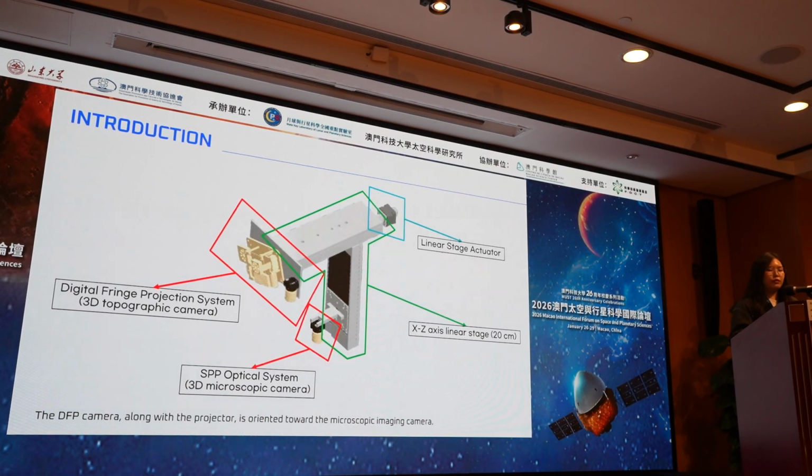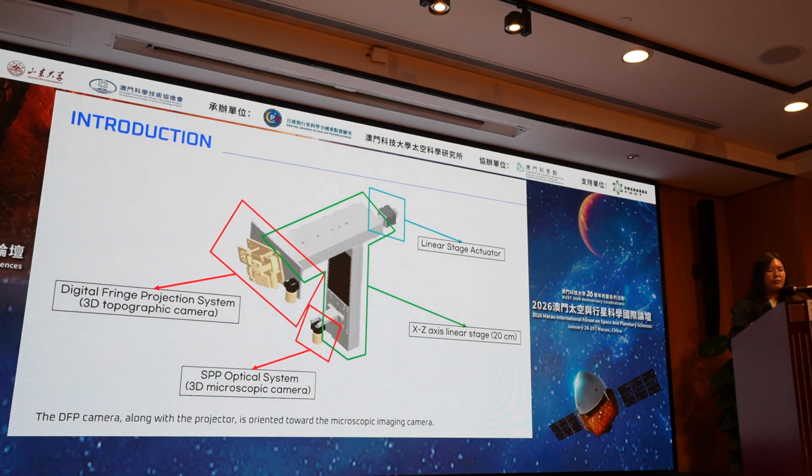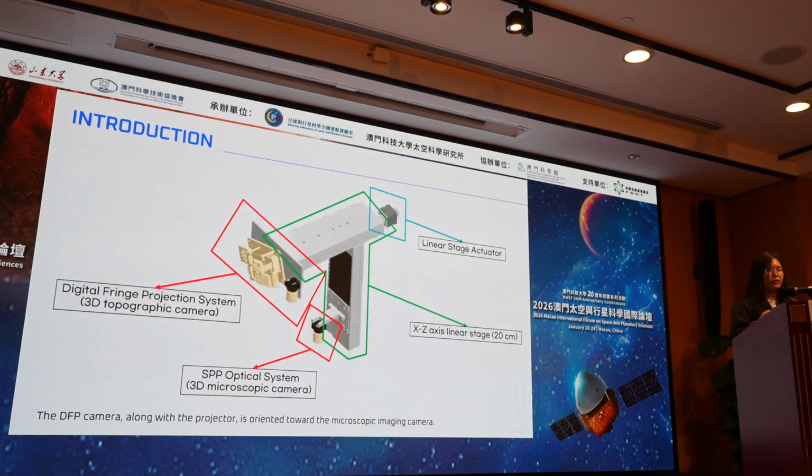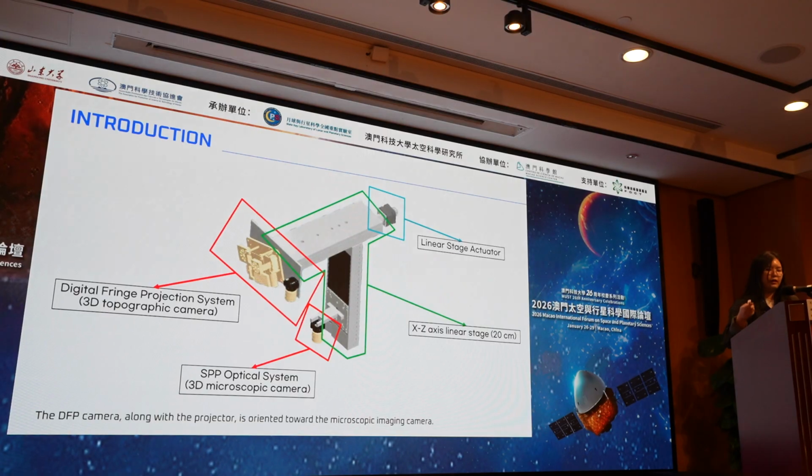This is our payload configuration. The DFP camera, 3D camera, along with the projector, is oriented toward the microscopic imaging camera.